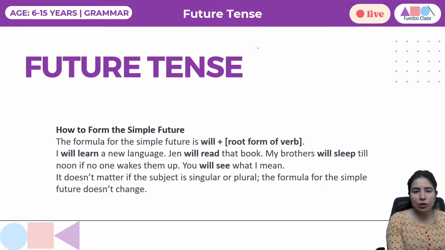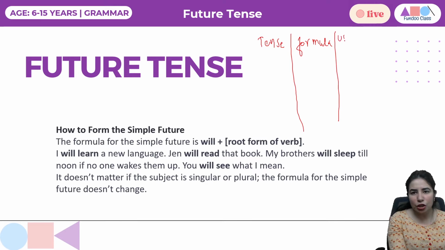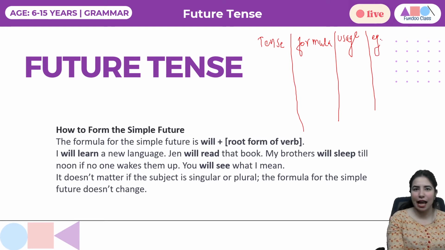So just to give you a look, you can name the tense. So here we can write the tense, right? So all the 12 tenses. Then you can write the formula here in the next column. Then you can write about the usage, right? And always ensure that you're doing some examples, right? So that helps you learn better.